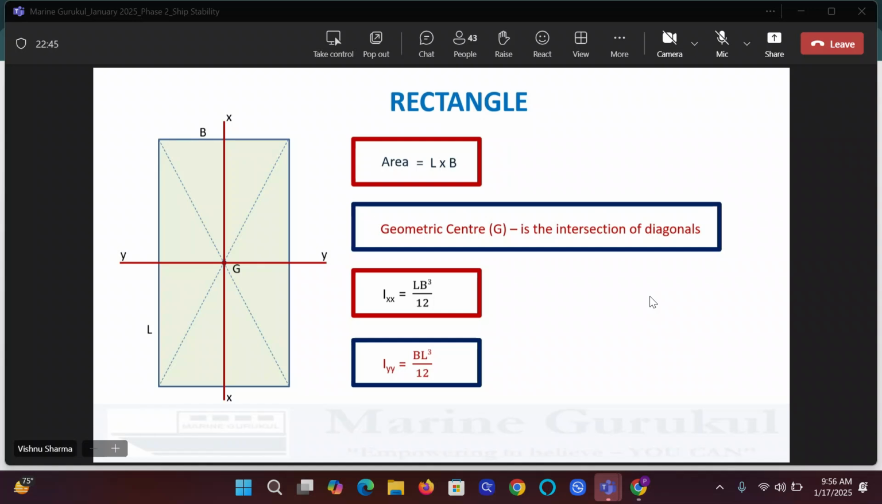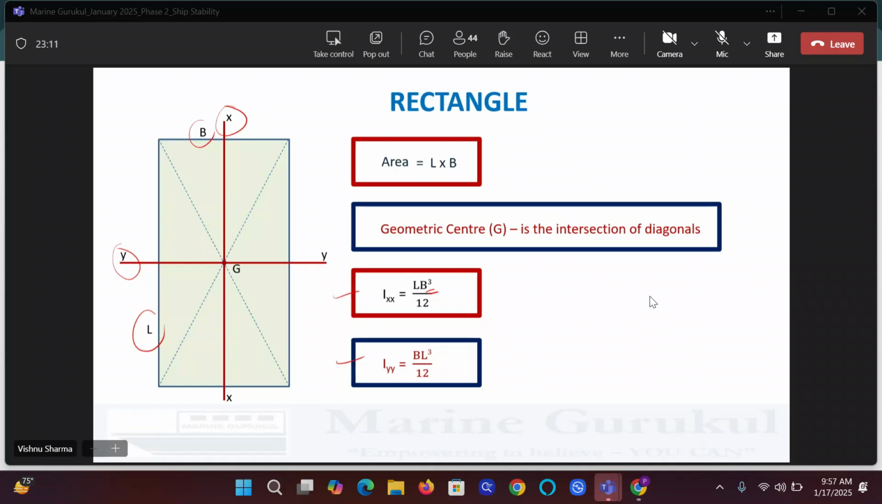Which side is being cubed? Just to aid your memory, just to help you recall it better. In each of these formulae, the side which was cut by the axis is being cubed. In the first case, breadth was cut by the axis, so it was B cube. In the second case, the length is cut by the axis, so it is L cube. So LB cube by 12 and BL cube by 12.